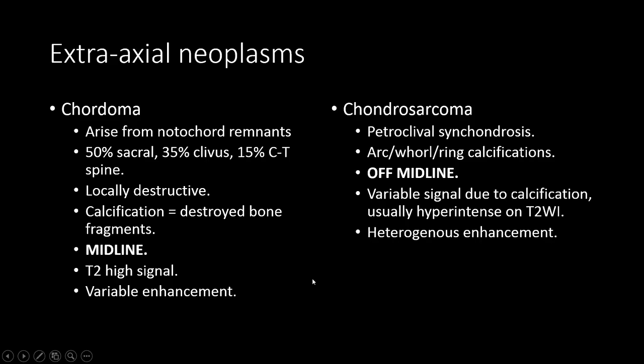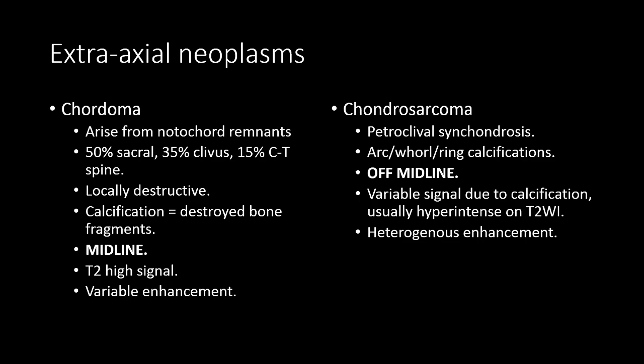We'll move on now to skull-based masses. We'll discuss next chordoma and chondrosarcoma. Chordoma arises from notochord remnants. Intracranially, the most common location is the clivus. These are midline clival masses that are locally destructive. They can have calcification within them that represent destroyed bone fragments. On MRI, they're characterized by very high signal on T2 weighted imaging and variable contrast enhancement.